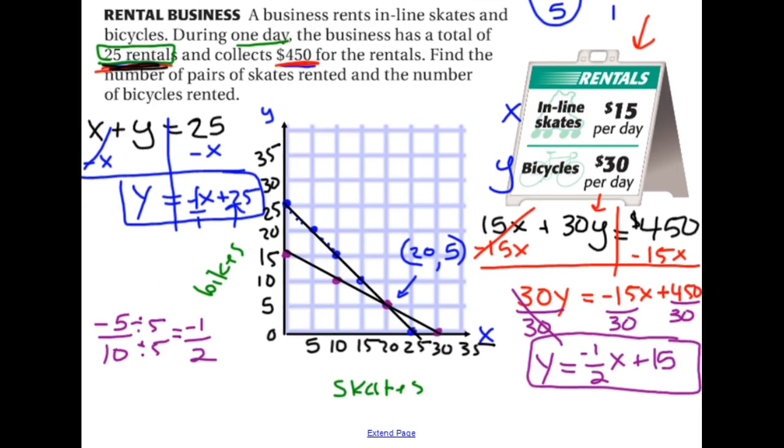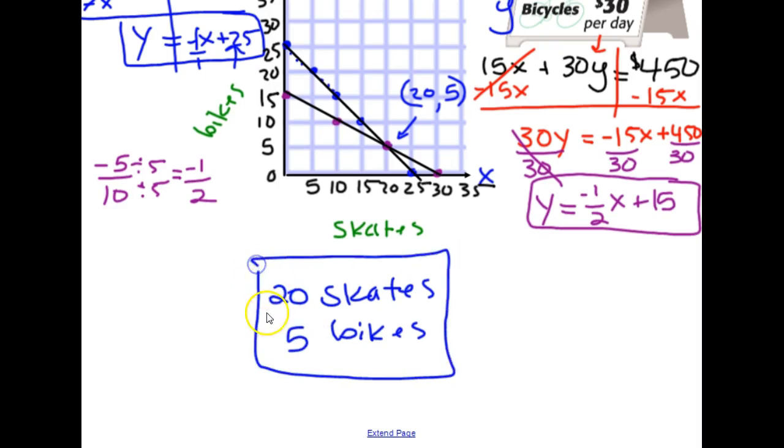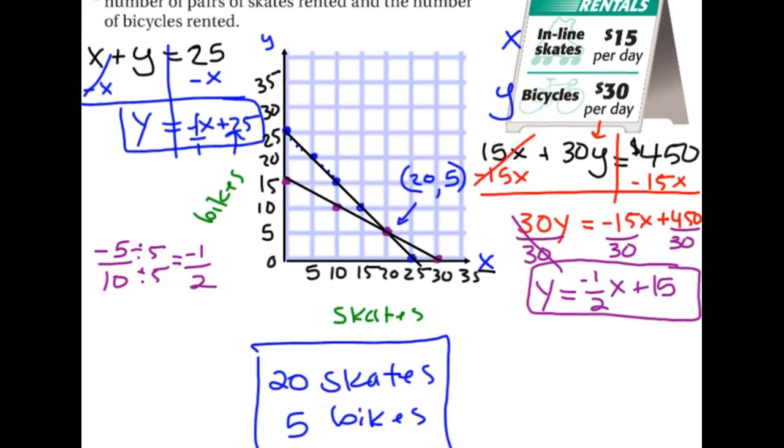So to answer the question, find the number of pairs of skates rented and the number of bicycles rented. Well, x represents skates, so there were 20 skates, and y represents bikes, and there were 5 bikes. So this is how many bikes and skates were rented in one day.